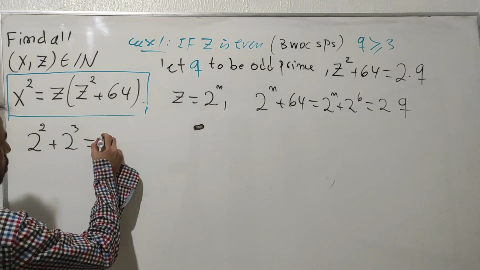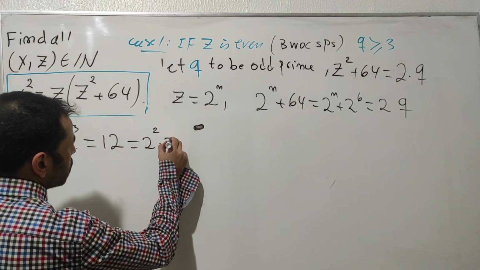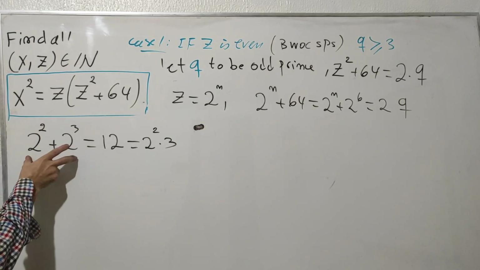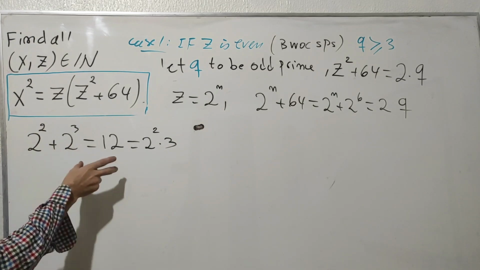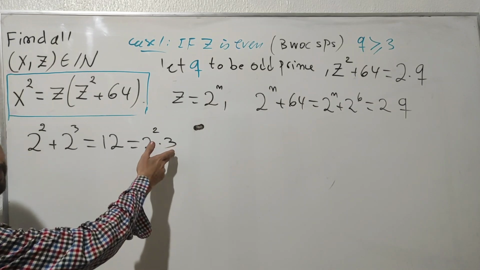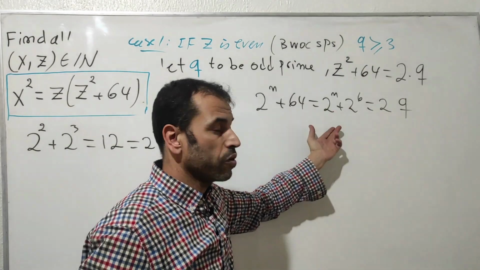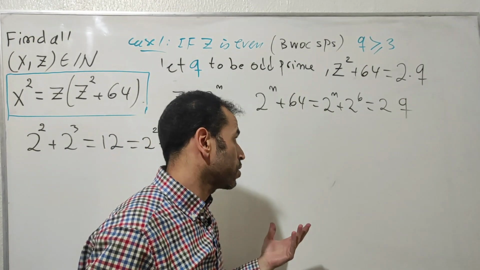this one is going to give us 12. 12 is the same as 2 to the 2 multiplied by 3. Here, 2 consecutive powers of 2 give us 12. This 12 has an odd factor or odd prime. Okay, this one will have the same thing. We are going to prove this one is free of odd prime or odd factor, whatever it is.